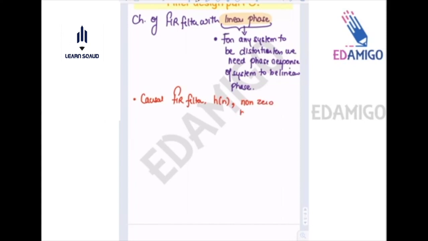h[n] is non-zero for n equals 0 to capital N minus 1 only. So H(z) will be equal to summation n equals 0 to capital N minus 1 h[n] z to the power minus n. So H(e^{jσ}) is equal to summation n equals 0 to capital N minus 1 h[n] e^{-jσn}.